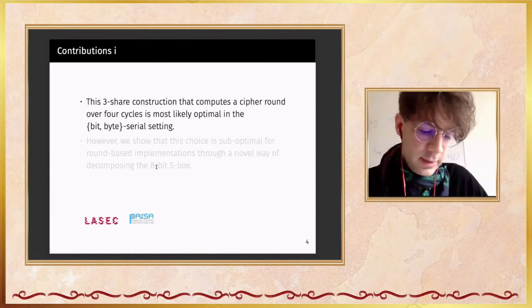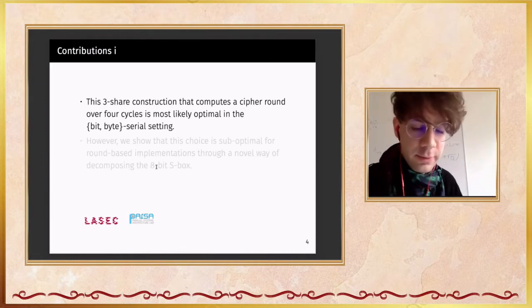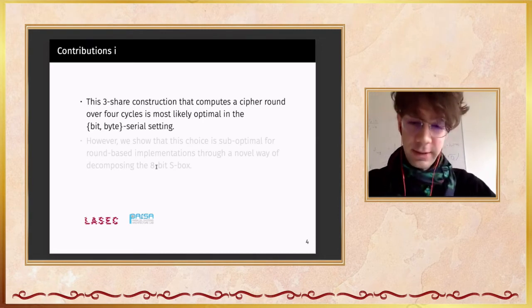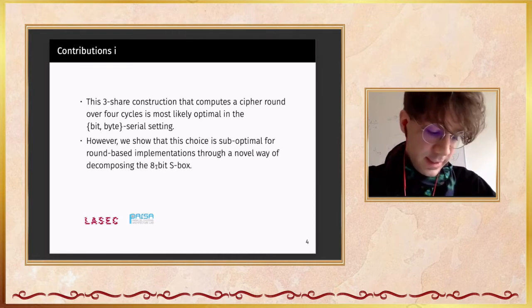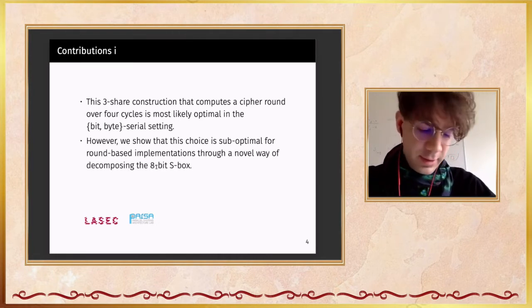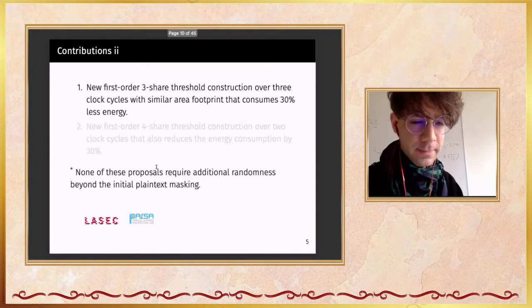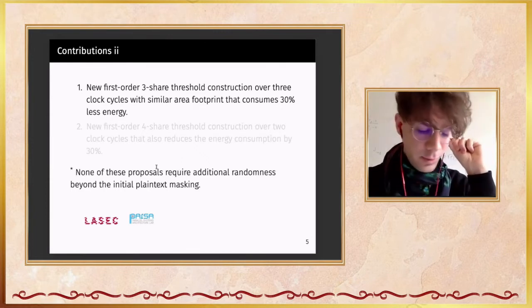More specifically, this construction is a three-share endeavor that computes a single cipher round over 4 clock cycles. This is most likely the optimal choice in the serial setting. But we think that it's suboptimal for round-based constructions, which we'll shortly show through a novel way of decomposing the 8-bit S-box. So, by spelling out the details, our work consists of two contributions.